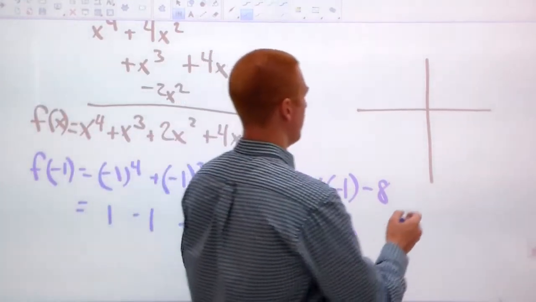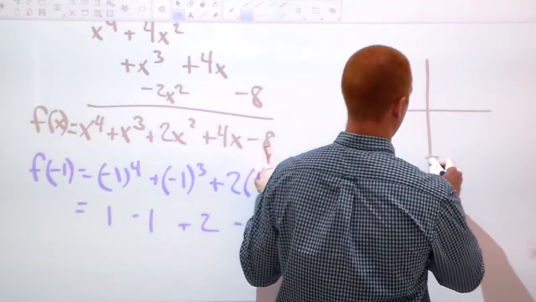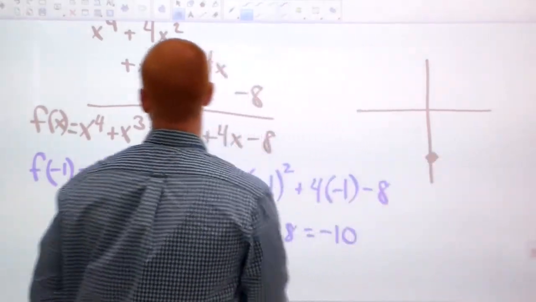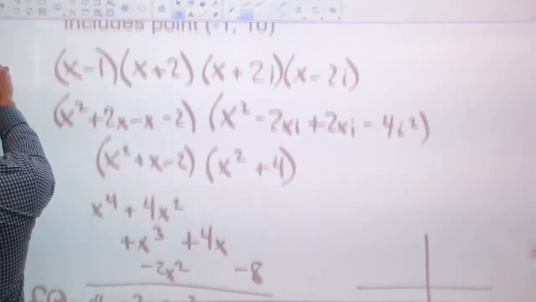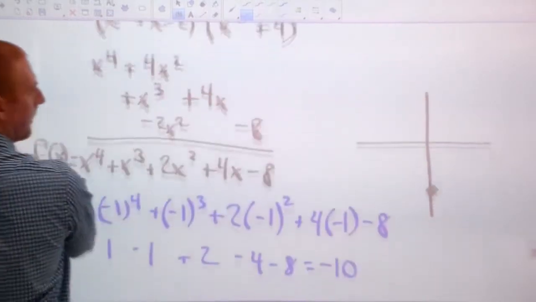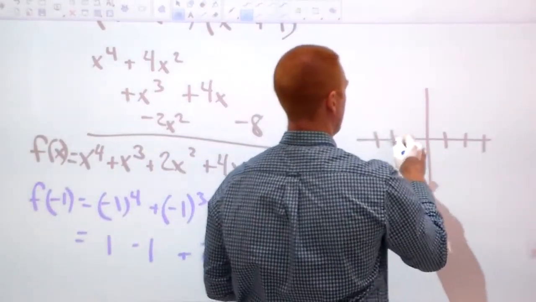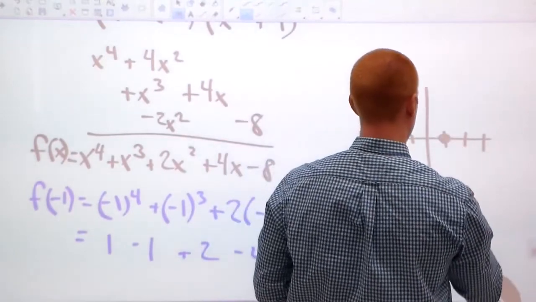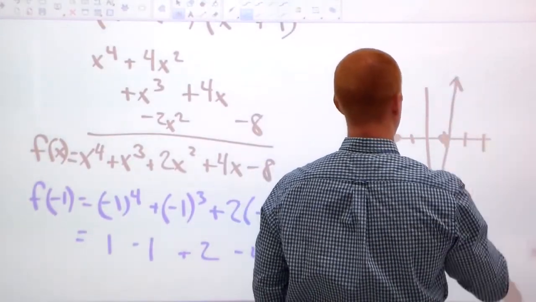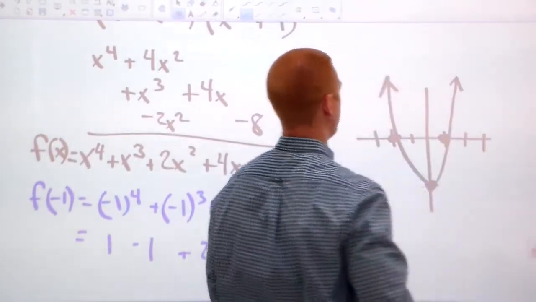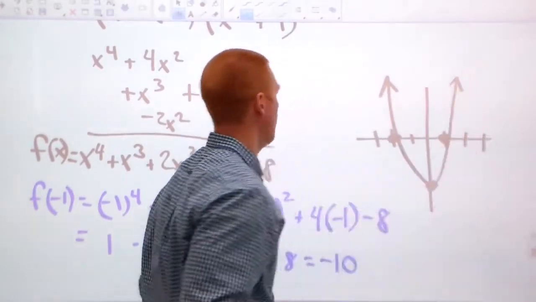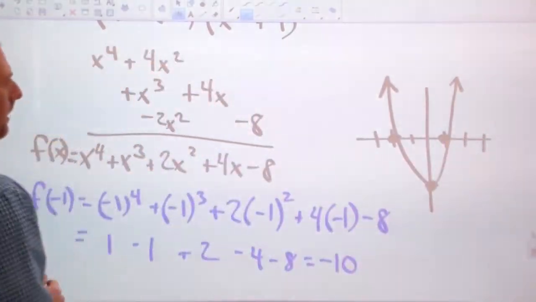The y-intercept's at -8. So I'm just going to put a few points on here that I know. 1 and -2 are some real zeros you have. So it's going to be something like this. And it may even look like a parabola. It's probably got a few more little things going on. But it looks something like that.